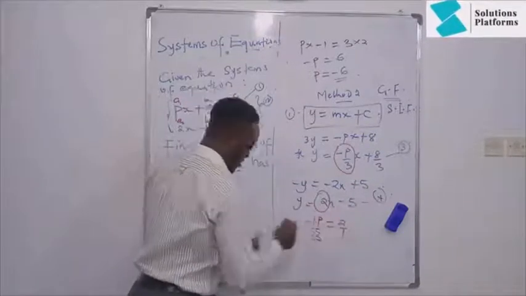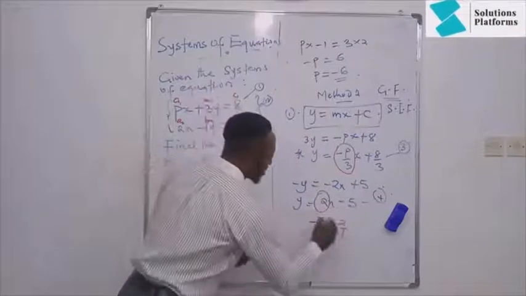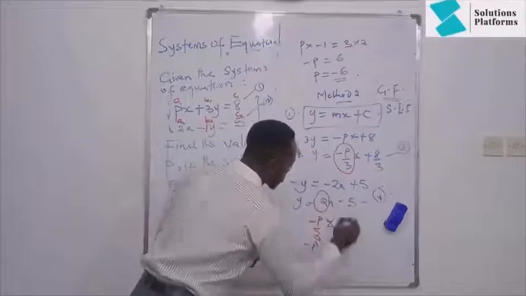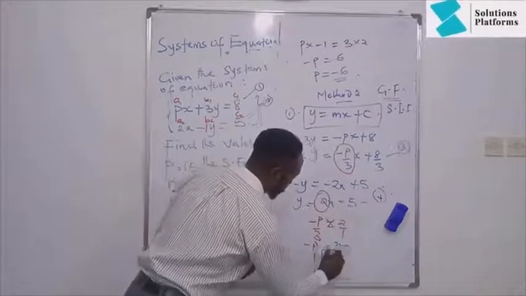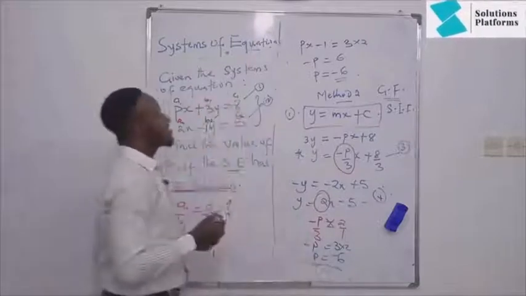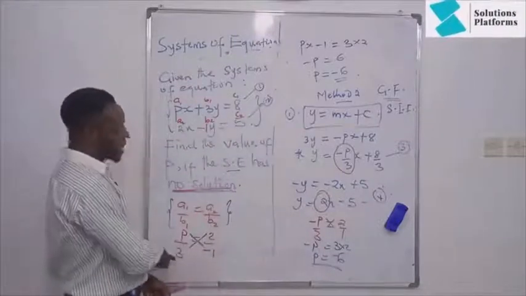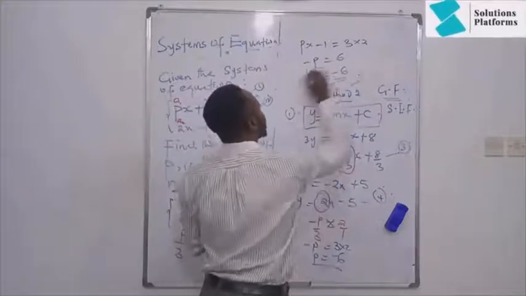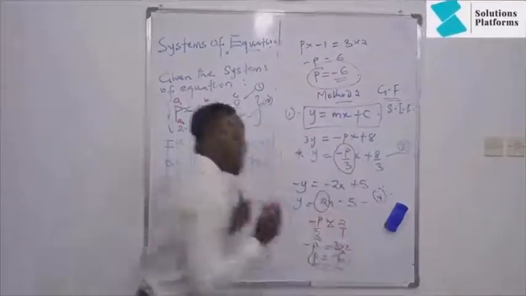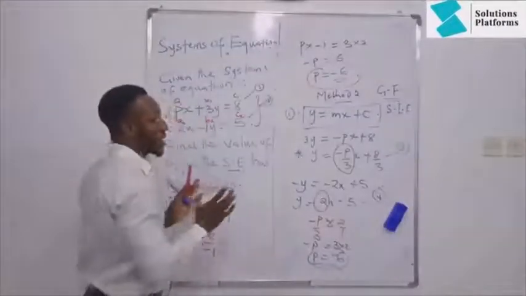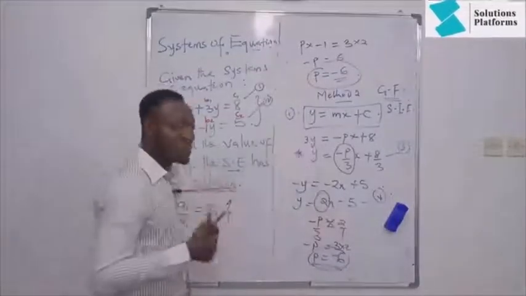So you cross multiply, let me use another color pen, cross multiply. You have negative p equals 3 times 2. So you have p equals negative 6. So what does this tell us? p equals negative 6 as well as p equals negative 6 here. You see that the two answers are correct. So the choice is left to you. Look at the two methods and you pick one.